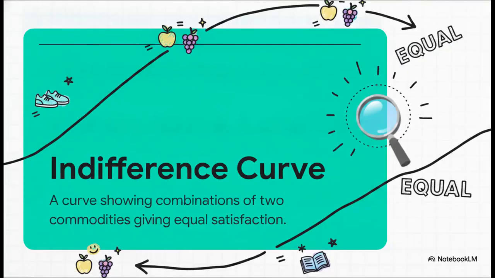Okay, here is the formal definition of that tool. An indifference curve, which, by the way, you might also hear called an iso-utility curve, is a curve showing various combinations of two commodities that yield the exact equal level of satisfaction to the consumer. Now, the absolute key word here is equal. Seriously, no matter where you are sitting on this curve, your net satisfaction remains 100% identical. You don't prefer one combo over another, you are perfectly indifferent between them because, well, they make you equally happy.